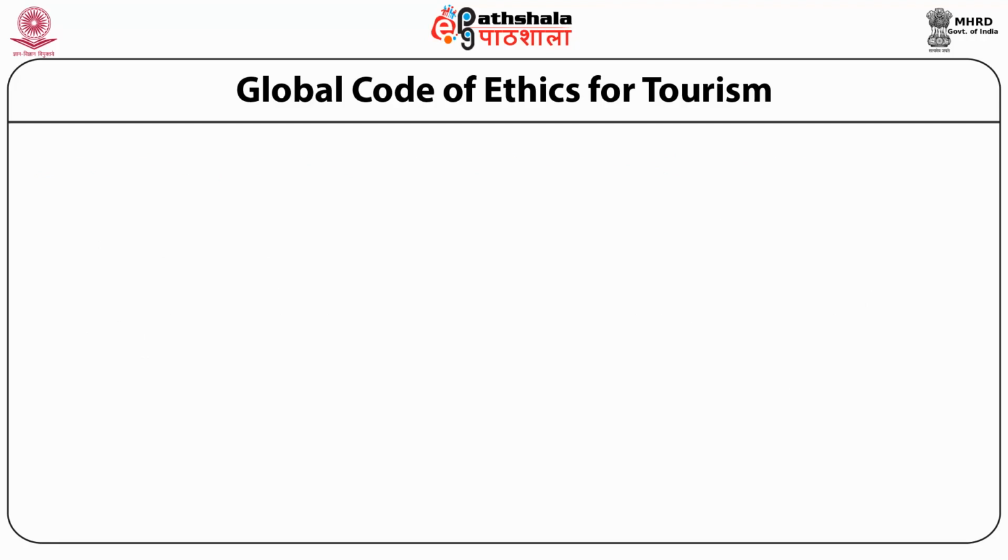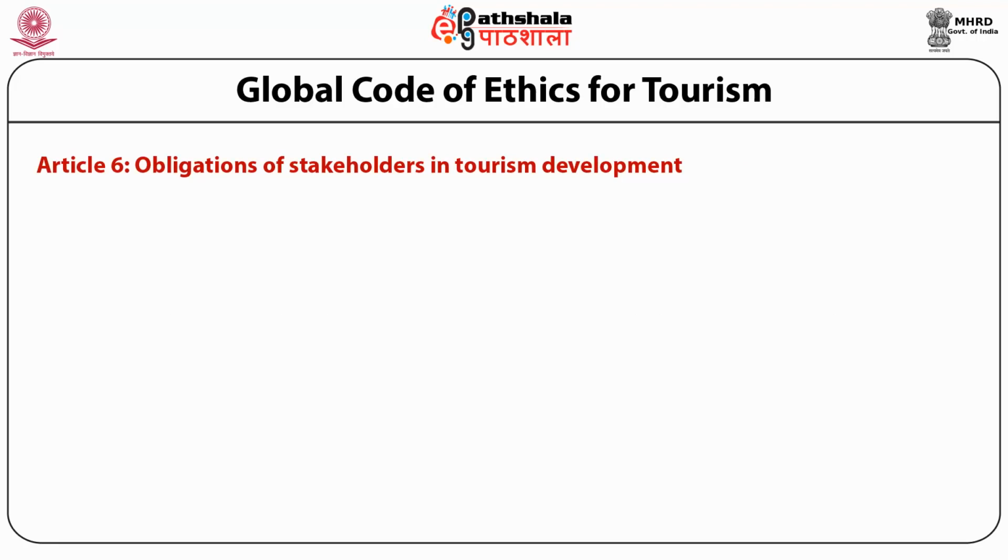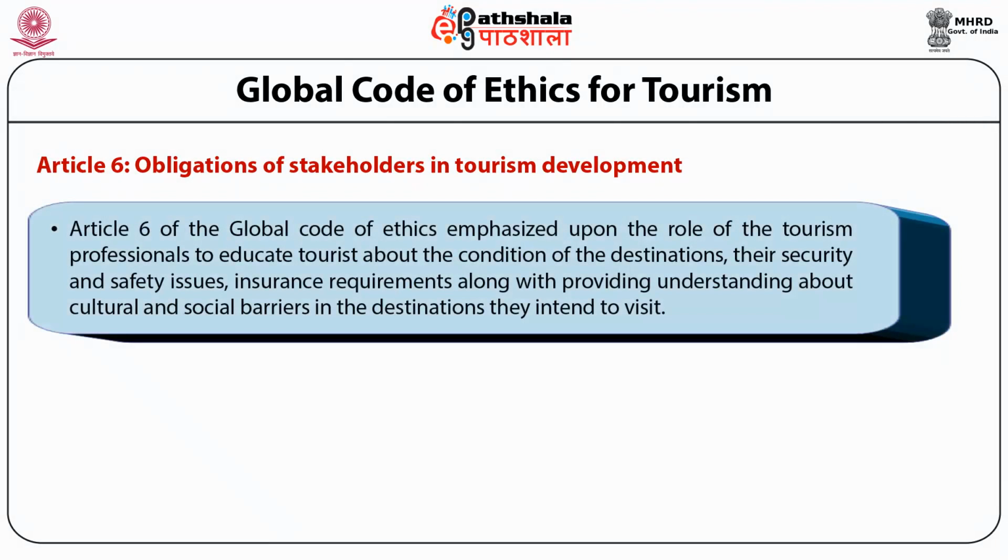Further, we'll take up Article 6, which is titled as Obligations of Stakeholders in Tourism Development. Article 6 of the Global Code of Ethics emphasizes the role of tourism professionals to educate tourists about the condition of the destinations, their security and safety issues, insurance requirements, along with providing understanding about cultural and social barriers in the destinations they intend to visit.